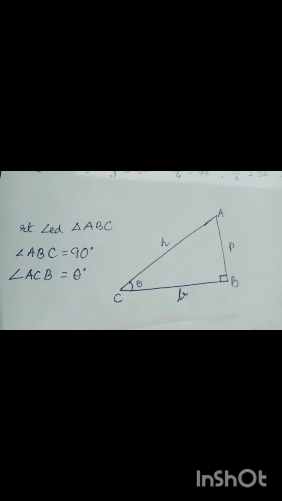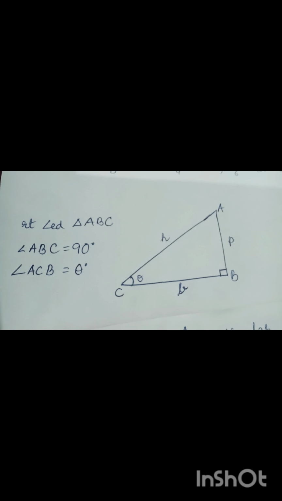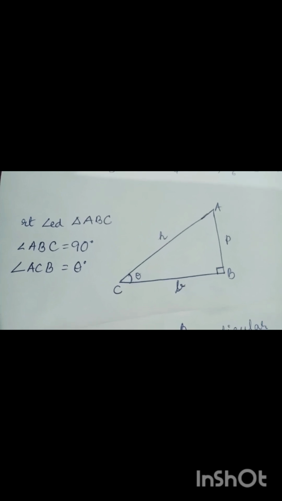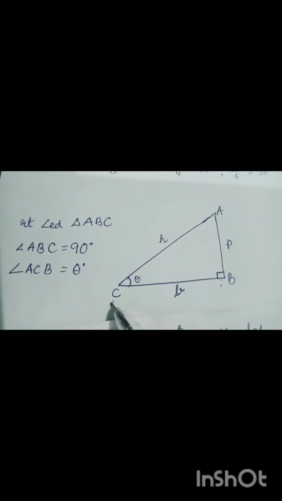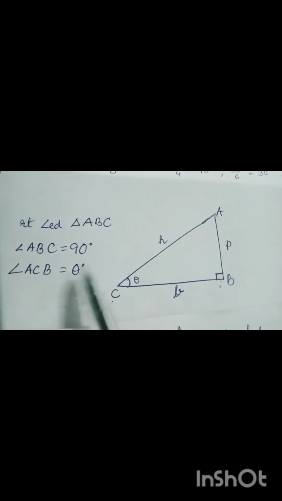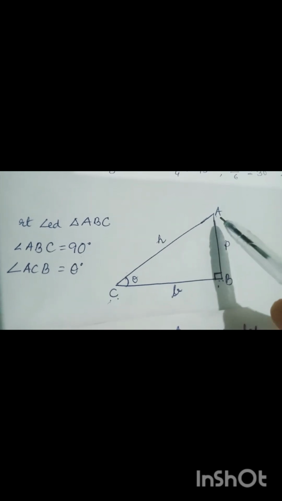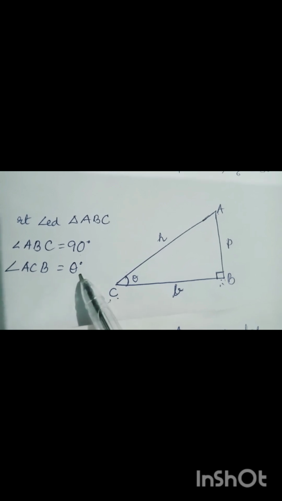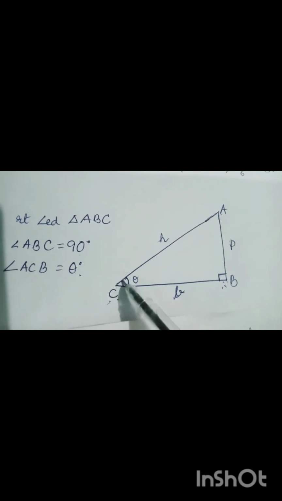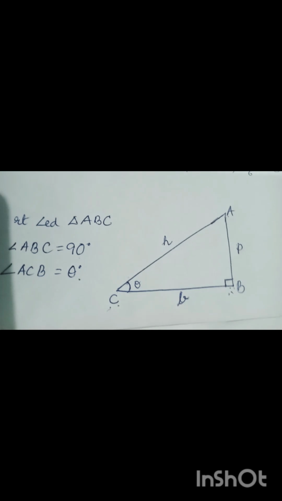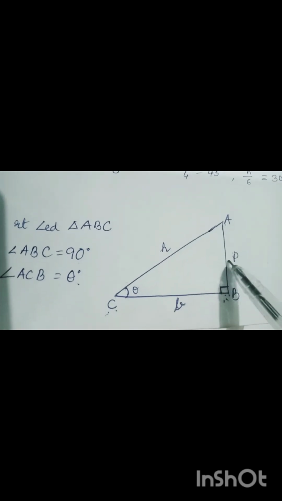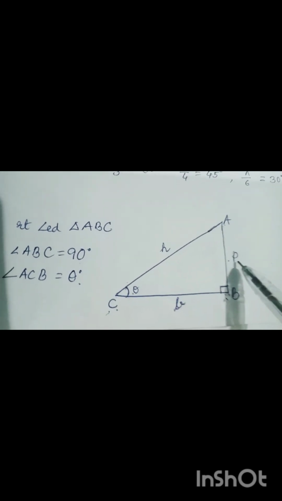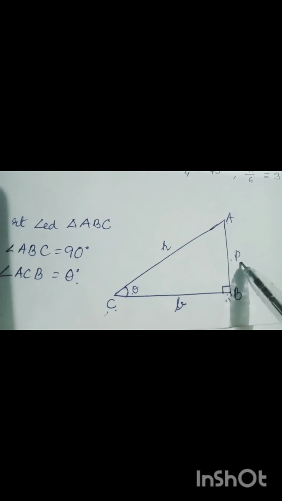After the measurement of an angle, let us consider a right angled triangle ABC. In this triangle, angle ABC is equal to 90 degrees and angle ACB is equal to angle theta. Theta is on angle C. So the side opposite to the angle theta is the perpendicular of the triangle.